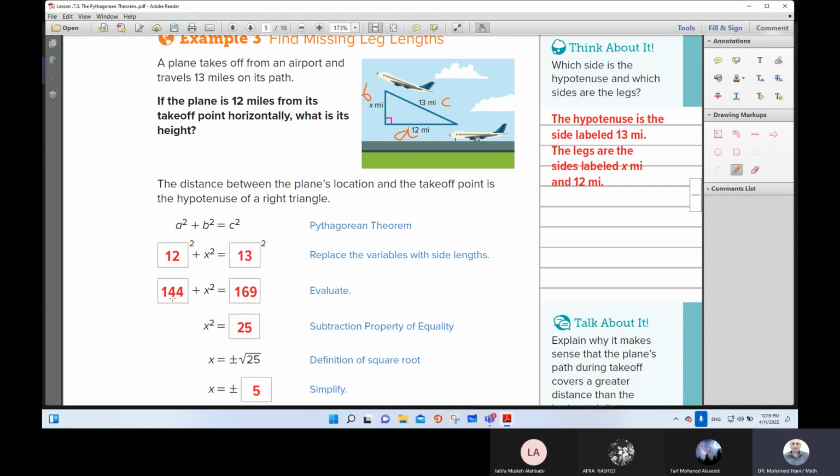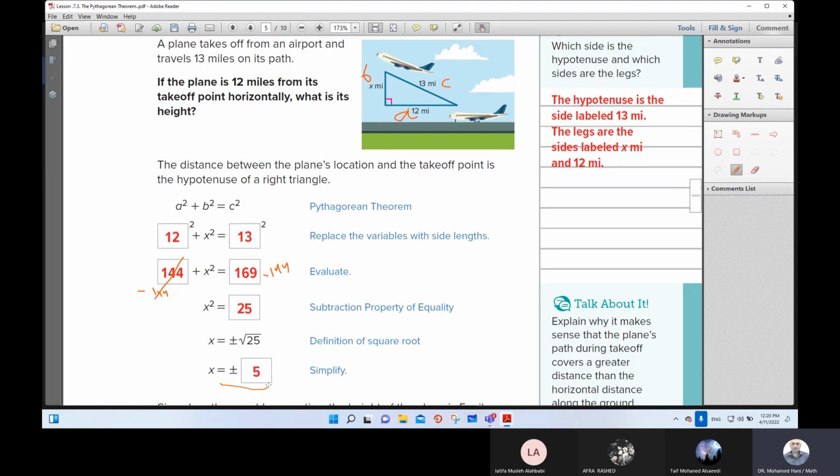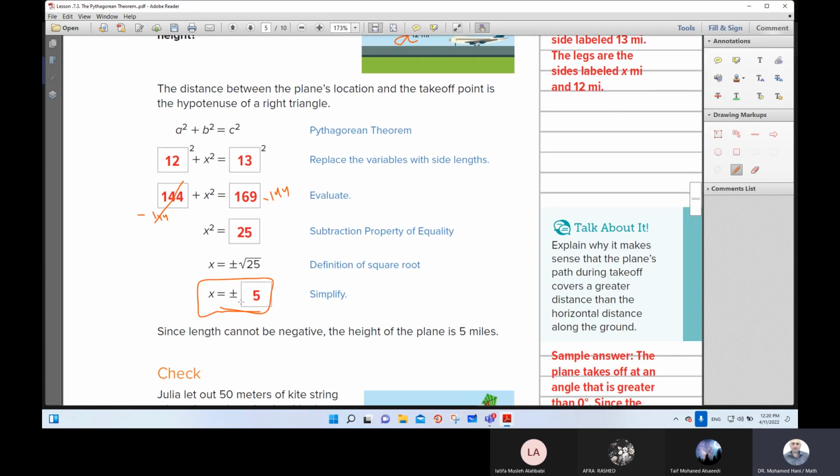12 squared means 12 times 12, which will be 144. And 13 squared equals 169, 13 times 13. Then we can solve this equation to know the value of x. We can remove 144 from the two sides, so minus 144 here and minus 144 here. 144 minus 144 is 0, leaving x squared, and 169 minus 144 means 25. So x means the square root of 25, so x equals 5. Take the positive value and remove the negative value.